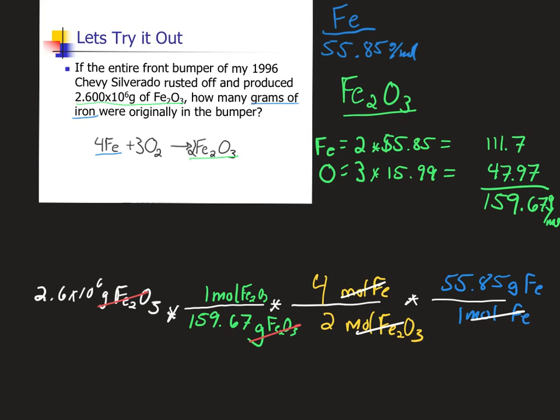And you get 1.82 times 10 to the 6th grams of iron.